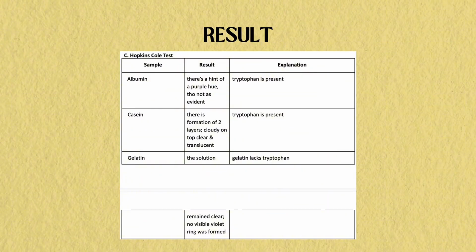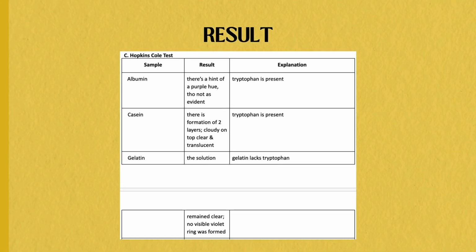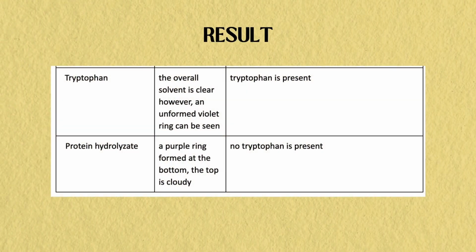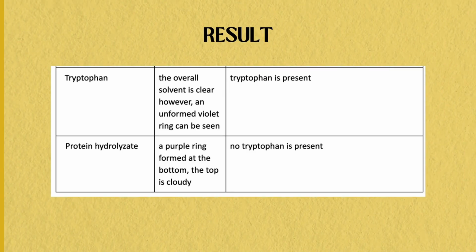Hopkins-Cole test. Albumin, there's a hint of a purple hue, though not as evident. Tryptophan is present. Casein, there is formation of two layers, cloudy on top, clear and translucent at the bottom. Tryptophan is also present. Gelatin, the solution remained clear, no visible violet ring was formed. Gelatin lacks tryptophan. Tryptophan, the overall solvent is clear, however, a faint violet ring can be seen. Tryptophan is present. Protein hydrolysate, a purple ring formed at the bottom, the top is cloudy, no tryptophan is present.